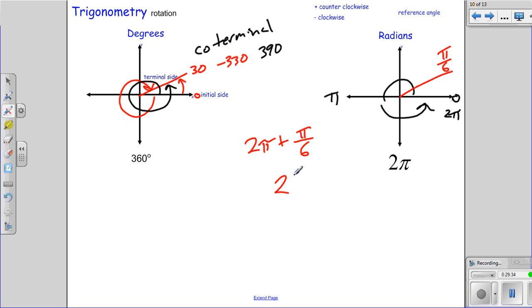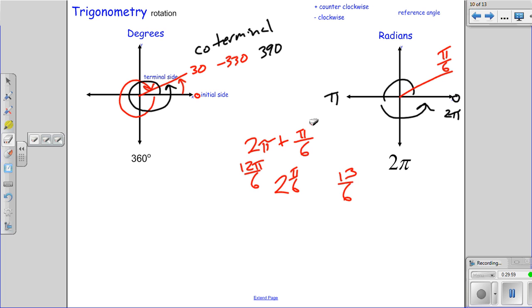You would say 2 and 1/6 pi if you want to do that. But we don't usually use mixed numbers, so we would convert that to 12 pi over 6. That'd be the best way to do it. And then 12 pi plus another pi would be 13 pi over 6. So you're basically just adding or subtracting 2 pi, whereas in degrees, you're adding or subtracting 360 degrees.